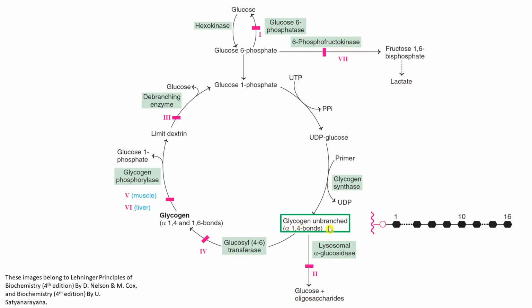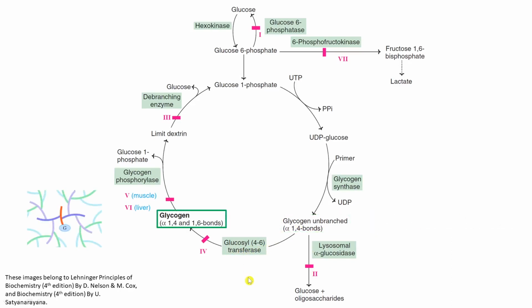Once unbranched glycogen is formed, in presence of enzyme glucosyl 4,6 transferase, it gets converted into glycogen, which consists of elongated chains and branches of glucose residues. This glycogen then undergoes glycogenolysis. Now let us see the glycogenolysis pathway.